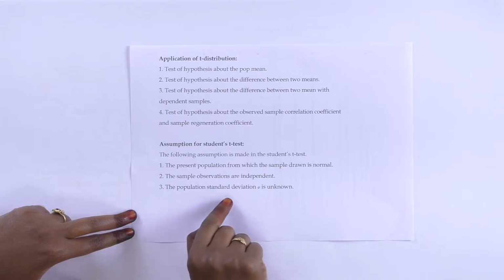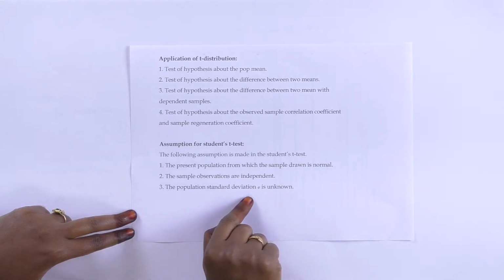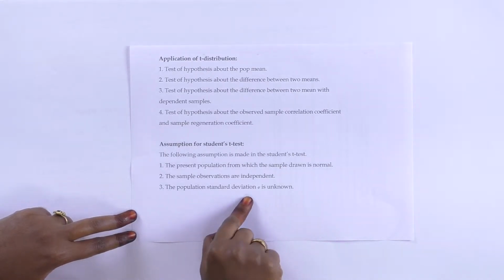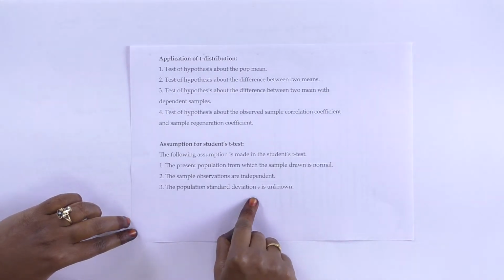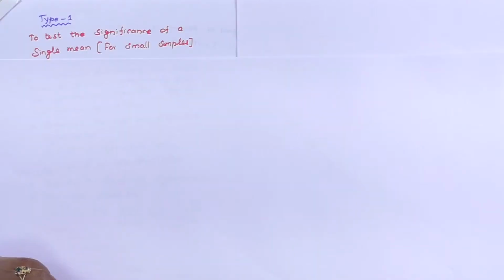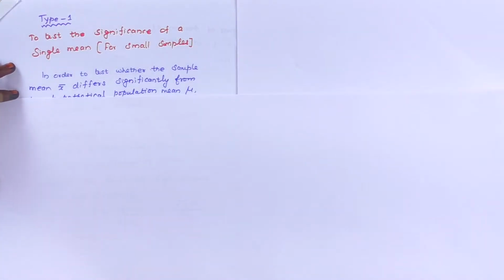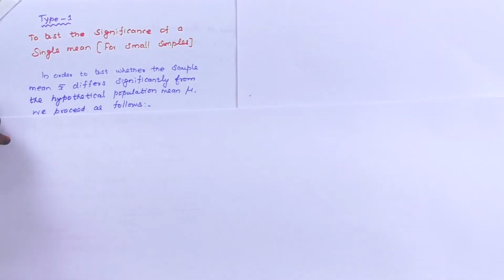Okay, the population standard deviation sigma is denoted by the capital S here. If sigma is unknown, we want to use the sample standard deviation s. In large samples, the first type is testing the significance of a single mean, that is, in order to test whether the sample mean x bar is significantly different from the population mean mu, the steps are as follows.